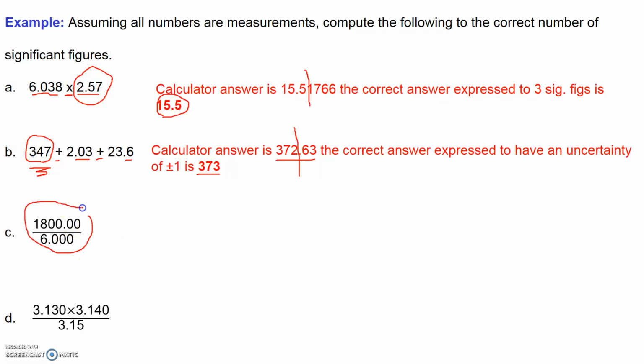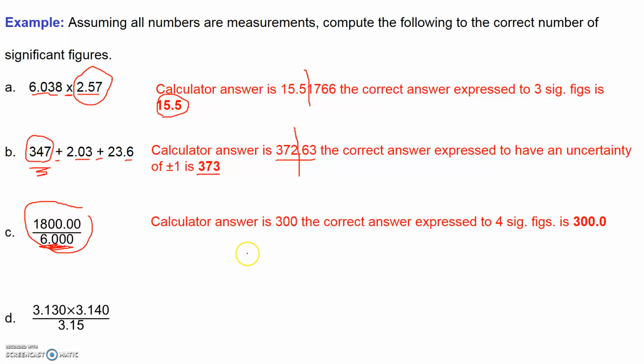Okay, in the third example here, I'm doing division, so that means that my rounding is concerned with the number of significant figures. On the top line here, I've got 6 significant figures, but on the bottom line here, I've only got 4 significant figures. So I'm going to put this into my calculator, get my correct calculator answer, and then round off to 4 significant figures. So when I put this into my calculator it returns 300.